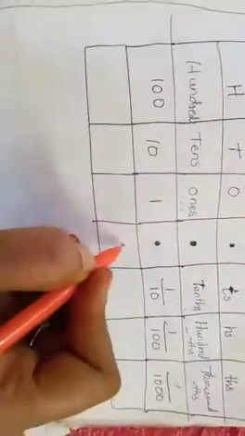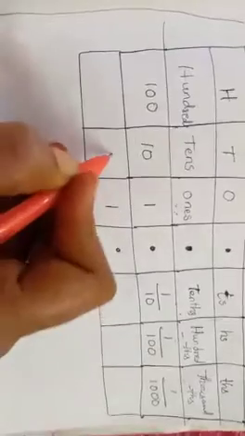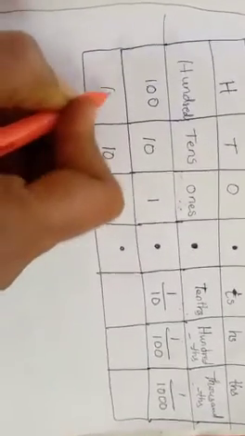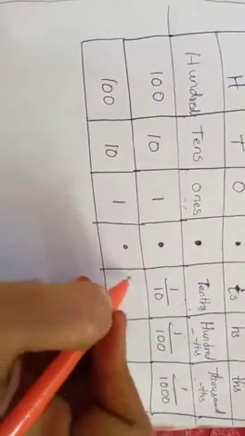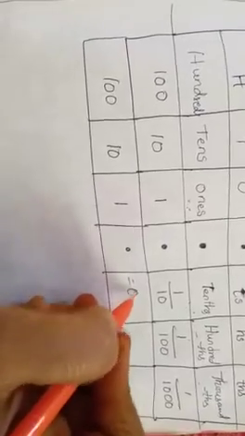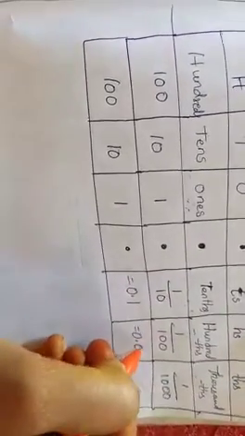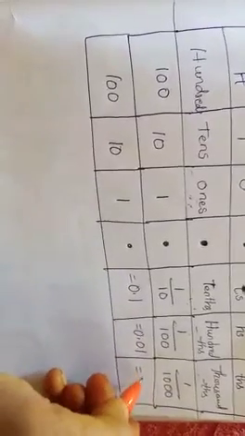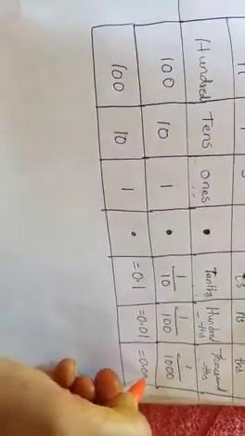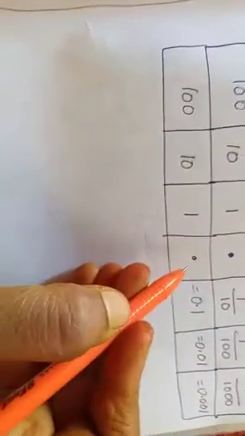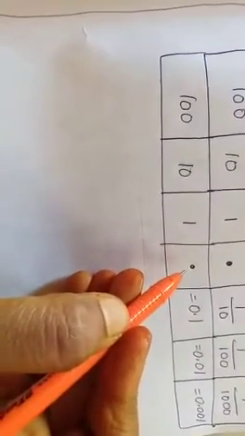Now decimal point, 1, 10, 100. And if you see this, 1 by 10 means 0.1, 1 by 100 means 0.01, 1 by 1000 means 0.001. Okay, got it? Now, this is the decimal point.